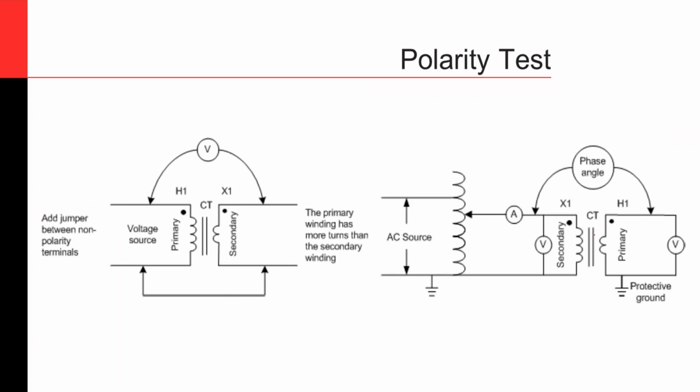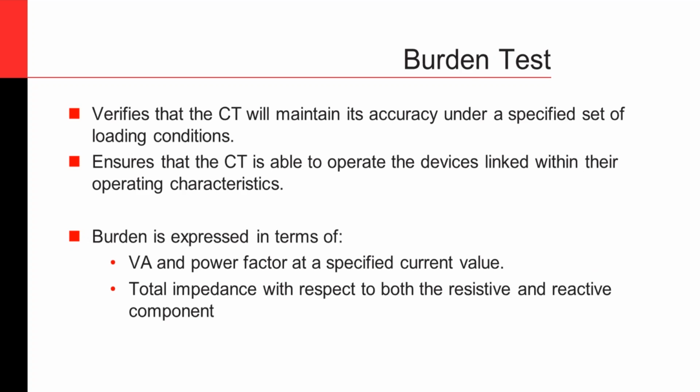So make sure when you do the commissioning, and also your periodic maintenance, that you do the polarity test and it is a pass. This is how you do a polarity test. You jumper the non-polarity terminals and apply voltage. Make sure that you're measuring the current appropriately.